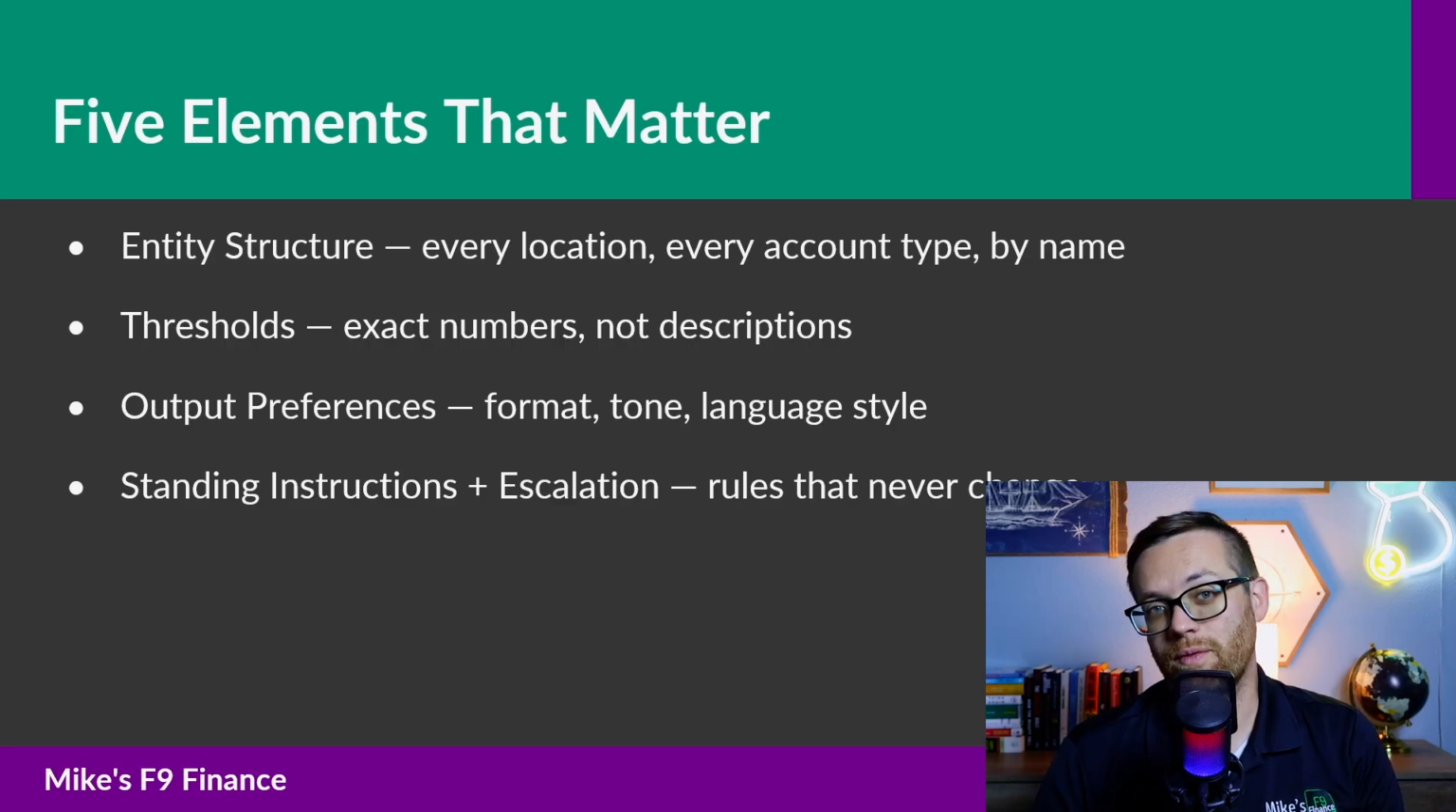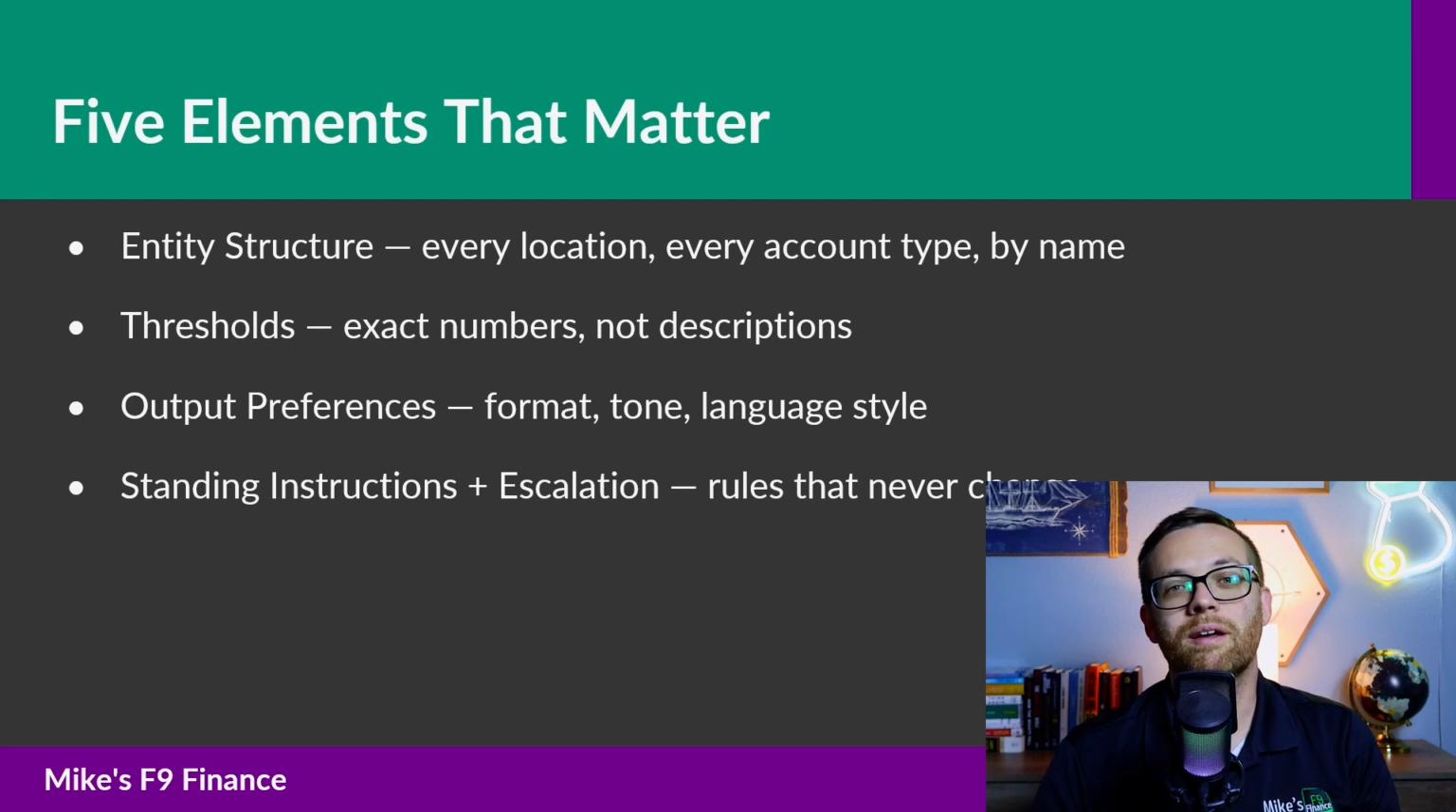Fifth, escalation language. When should Claude flag something for human review versus just producing an output? Any account below threshold should be explicitly flagged. Any transaction over $25,000 should be noted in the exception section. If the reserve or savings account drops below the lower bound of its range, escalate immediately. Escalation rules. They change how Claude prioritizes what it tells you.